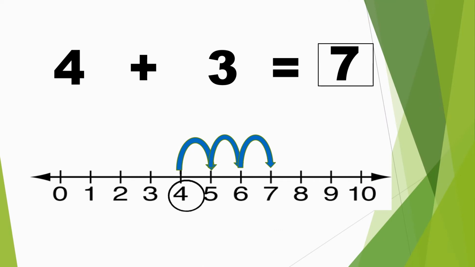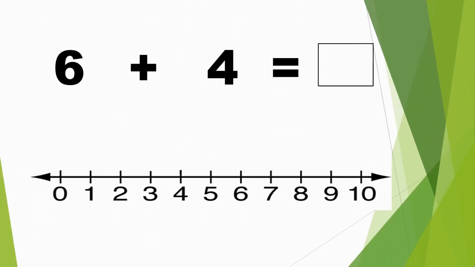Now another point to remember. When I add two numbers, I always hop to the right for adding. That is, when I am adding two numbers on the number line, I move to the right because the numbers are increasing on the right. Because when I add, I always get the bigger number. So I move to the right.